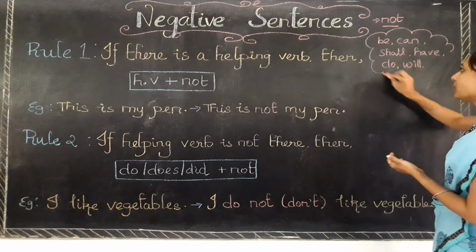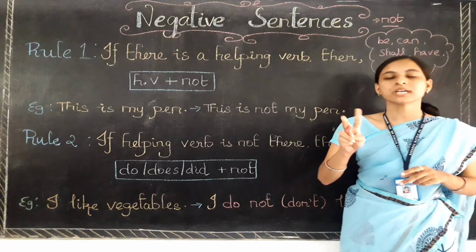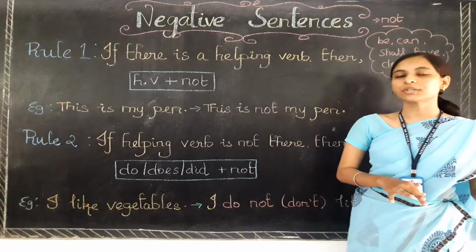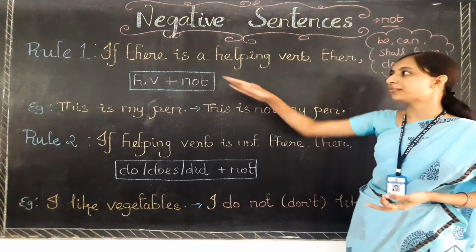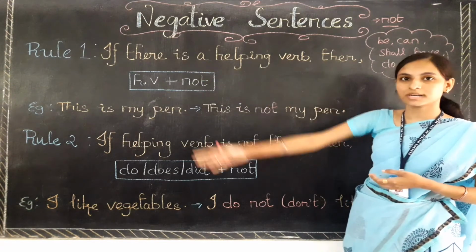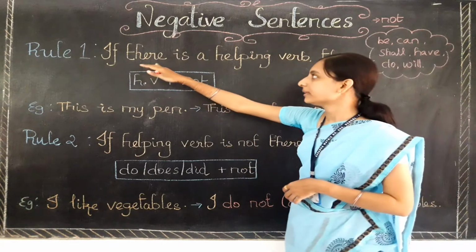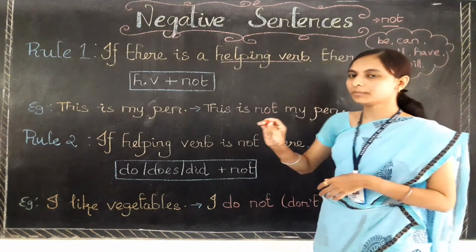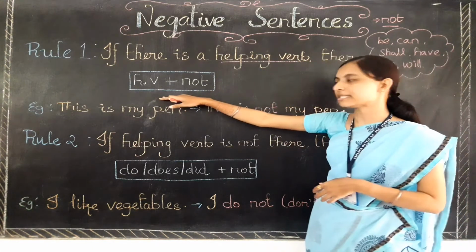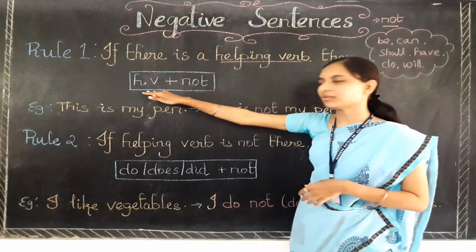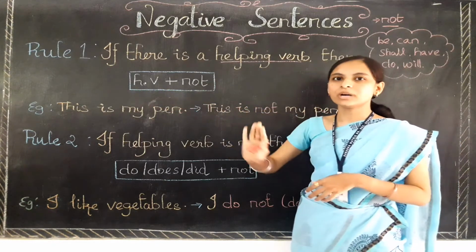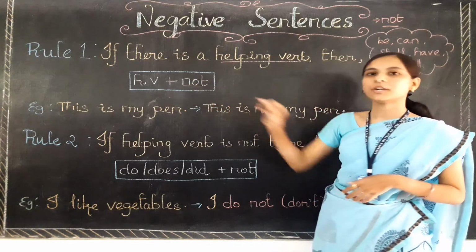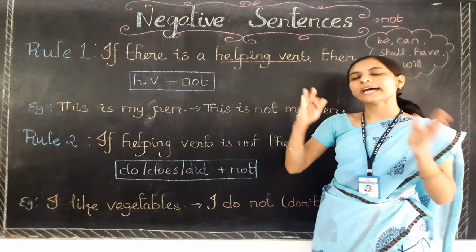So there are 2 rules to make a sentence turn into a negative sentence. Let's learn one by one. We are going to learn the first rule, that is rule number 1. If there is a helping verb, then you need to follow this rule. First you write the helping verb present in the sentence. Next to the helping verb only you are going to add not. You just need to add not after the verb only.